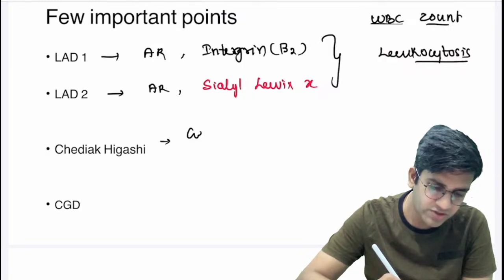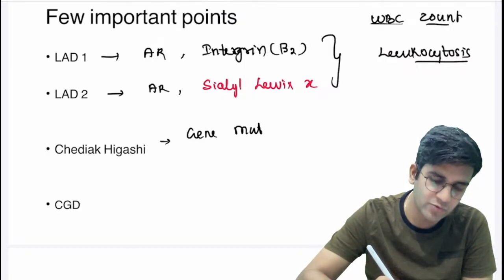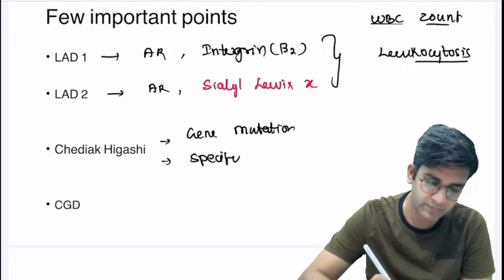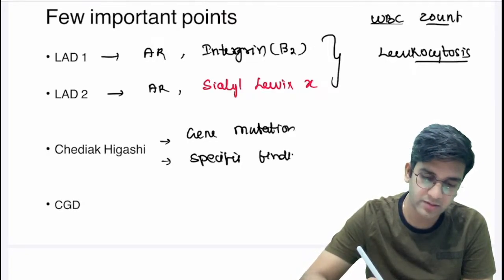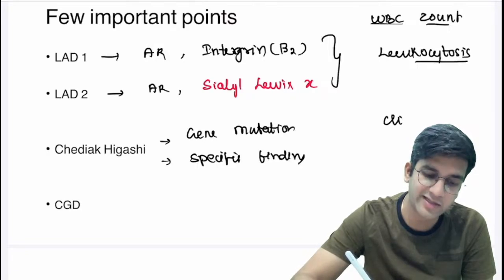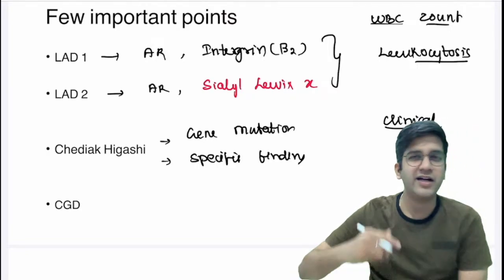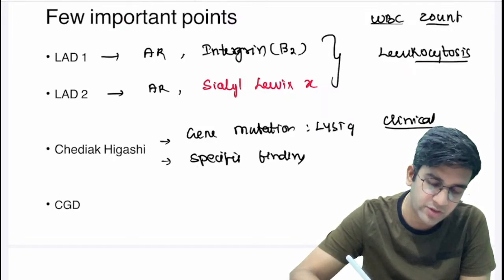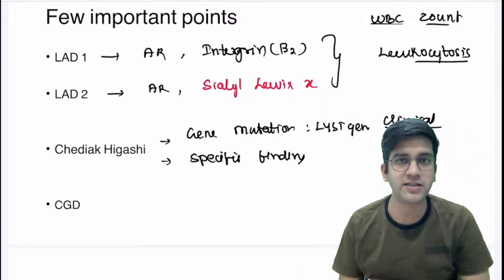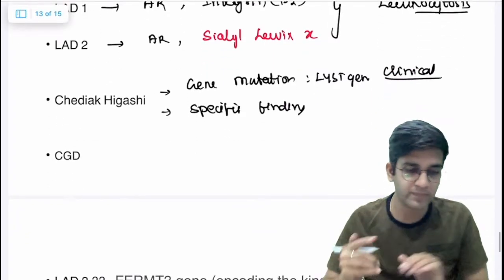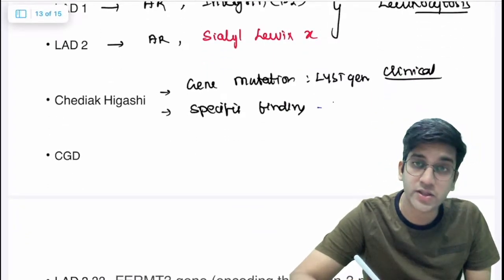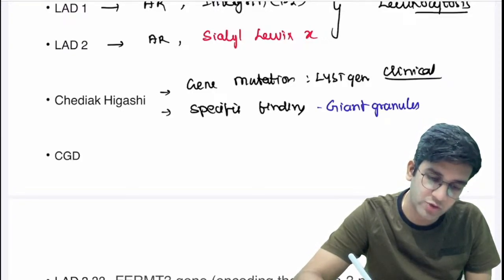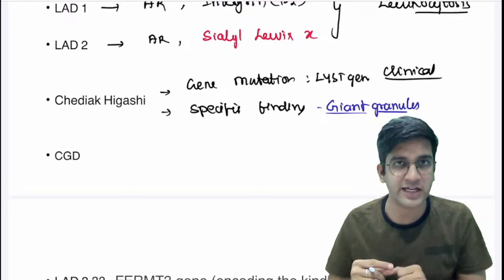Chediak-Higashi syndrome, what is the gene mutation? Just few classical pointers and tell me one specific diagnostic point on microscopy and few classical clinical symptoms. Apart from your infection, I do have clinical symptoms as well, right? Perfect. The first thing is an LYST gene mutation. That's your lysosomal transporter. Amazing. What's a specific finding on microscopy? You'll have giant granules on microscopy, right? Classically, giant granules on microscopy, a classical finding seen in your Chediak-Higashi syndrome.